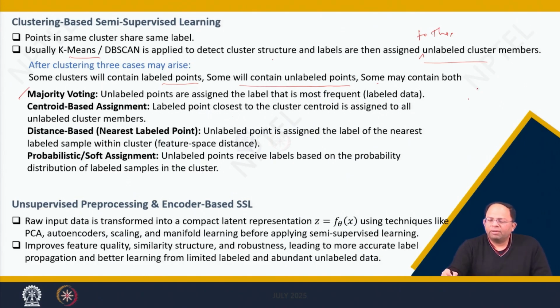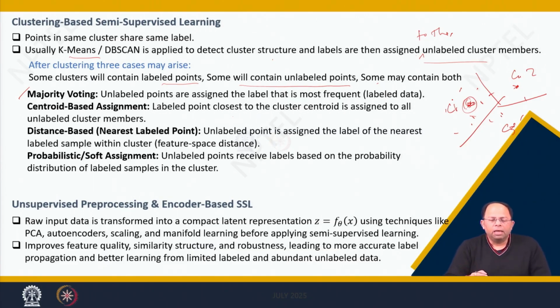So if I have data points like this and I do a clustering, this is cluster 1, this is cluster 2, this is cluster 3, and this is the cluster centroid, based on all the data points and all their features. Now I say that whichever data points are nearby to the centroid, all the unlabeled data has the same label. So that is a strategy. Then distance-based nearest labeled point: an unlabeled point is assigned the label of the nearest labeled sample within the cluster.